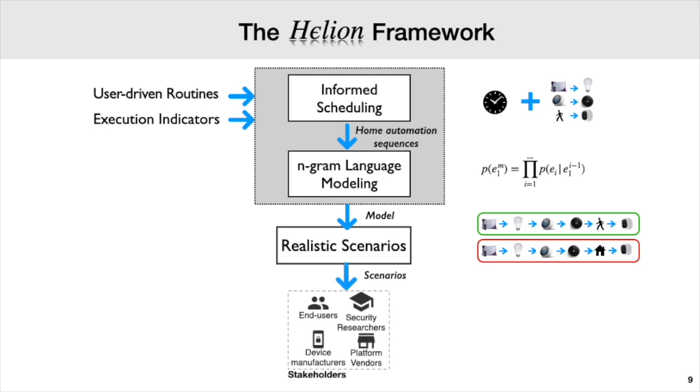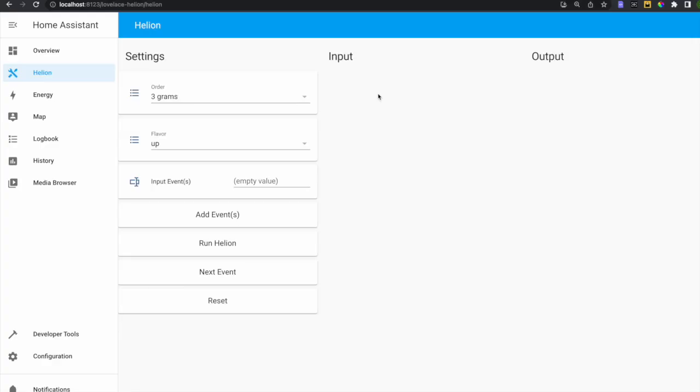These scenarios generated by Helion can be used by different stakeholders to evaluate security, safety, and privacy of smart home systems. In the demo, I will present the execution of these home automation scenarios on Home Assistant platform, which is a popular platform that allows integration of different smart home devices and services. This is the default page that we can see after running the Home Assistant server integrated with Helion. The goal here is to execute scenarios of events predicted by Helion on the Home Assistant platform. While we will be mostly working with Helion, as you can see in the navigation drawer, we keep the default features provided by Home Assistant as is.